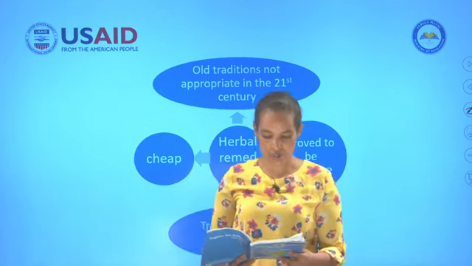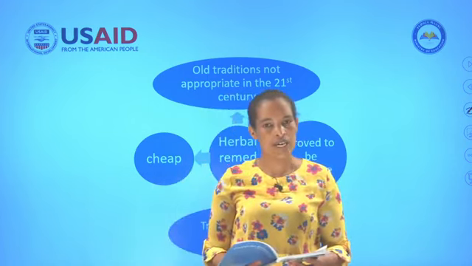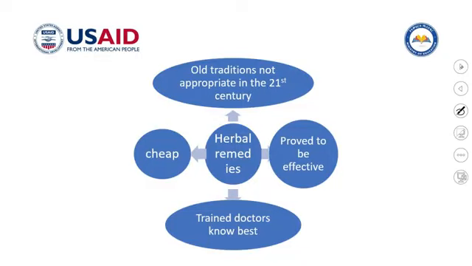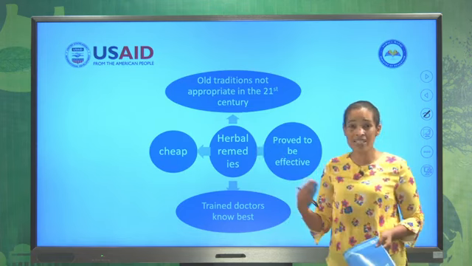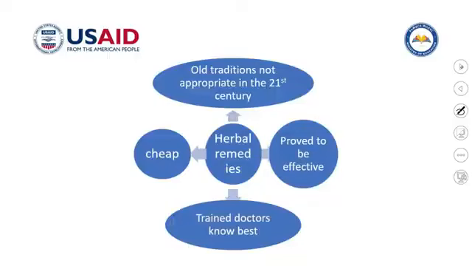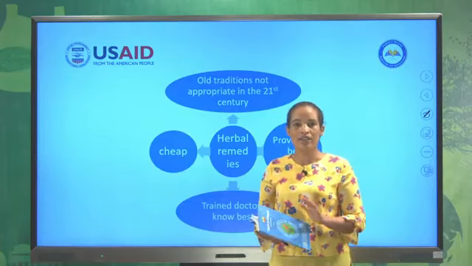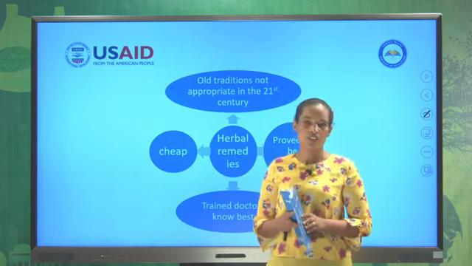So, by using this graphic organizer, students need to argue for and against each kind of medicine and then draw their own conclusion. If you look at this graphic organizer, it helps students to plan their writing. That is the objective of having a graphic organizer in the pre-writing stage. Herbal remedies, trained doctors know best. Is it cheap or not? Old tradition not appropriate in the 21st century. These are the points which are related to the herbal remedies. So, students are given this graphic organizer so that they can plan their writing. Then they can easily develop or write a persuasive type of writing.